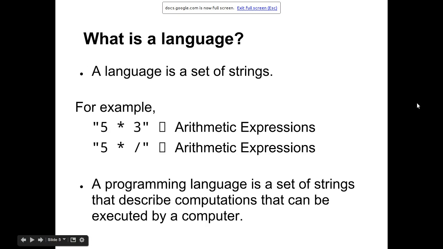So the next question is, what is a language? And that's pretty simple. A language is a set of strings. For example, the string 5 star 3 is a string in the set of arithmetic expressions. The string 5 star slash is not in that set because it's not a valid arithmetic expression.